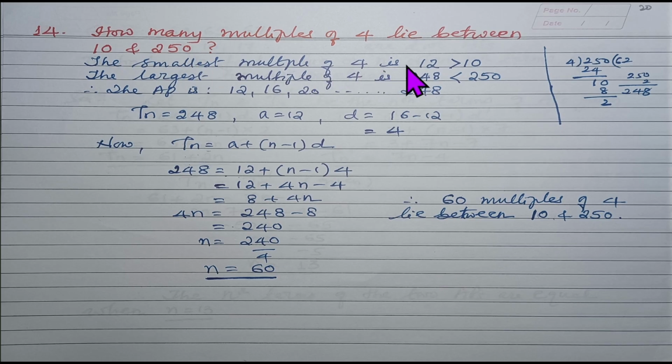The smallest multiple of 4 is 12, which is definitely greater than 10, and the largest multiple of 4 is 248, which is less than 250. Therefore the multiples of 4 are 12, 16, 20, and so on up to 248. So we have the nth term as 248, the first term a is 12, and the common difference is 4. Substituting the values in the formula Tn is equal to a plus n minus 1 into d, we can calculate n, and n is equal to 60. Therefore 60 multiples of 4 lie between 10 and 250.